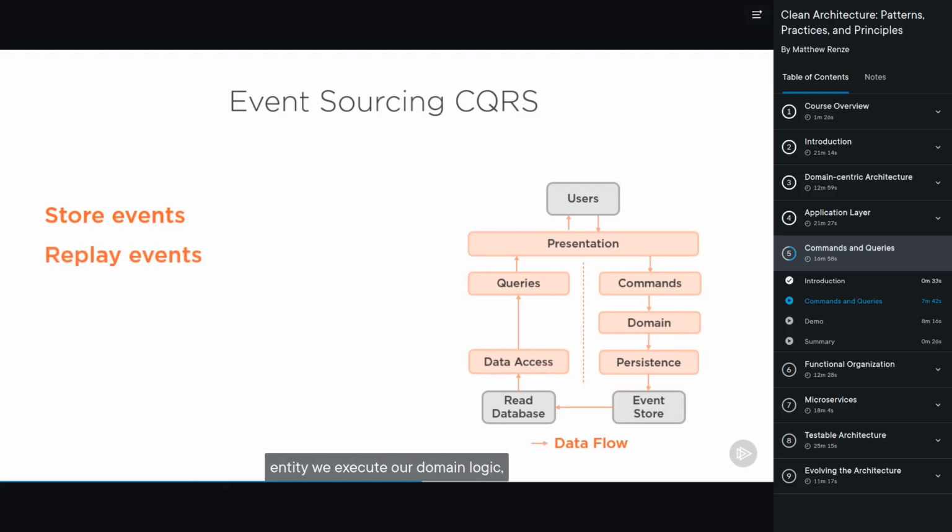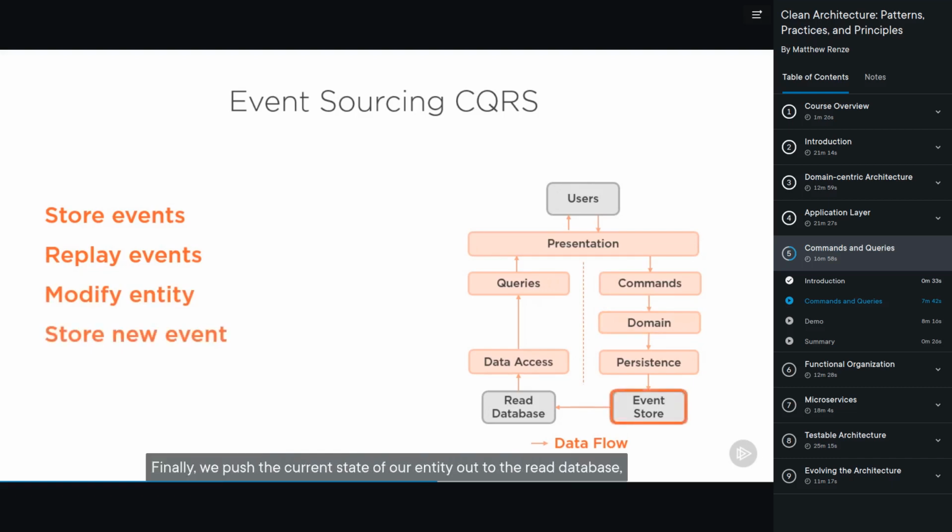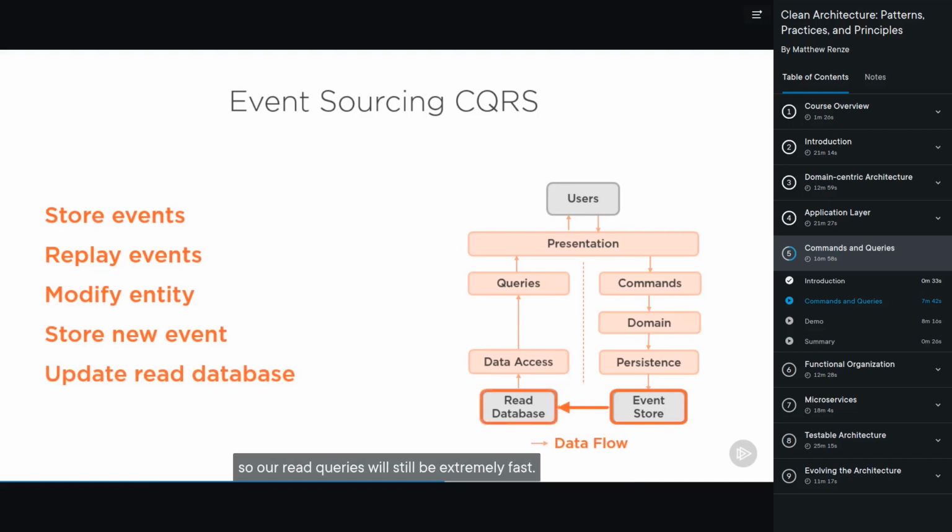Then, once we've reconstructed the current state of the entity, we execute our domain logic and modify the state of the entities accordingly. This new event will then be stored in our event store so that it can be replayed as needed. Finally, we push the current state of our entity out to the read database, so our read queries will still be extremely fast.